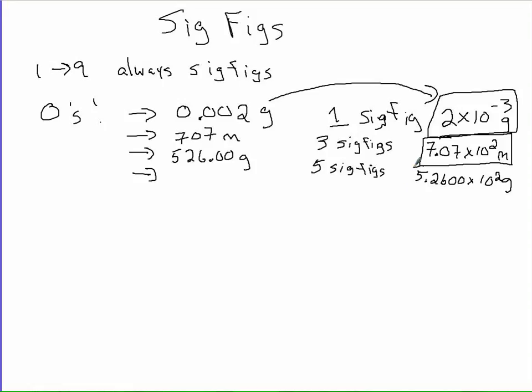So again, in this case, there are 5 significant figures, even though the zeros at the end there, if we were to drop those zeros, and write this number as 5.26 times 10 to the second grams, numerically it might look exactly the same, or numerically we might say it is equal, but this one clearly does not have 5 significant figures. So be careful. You must always include those trailing zeros.